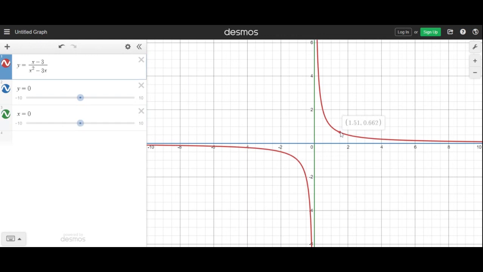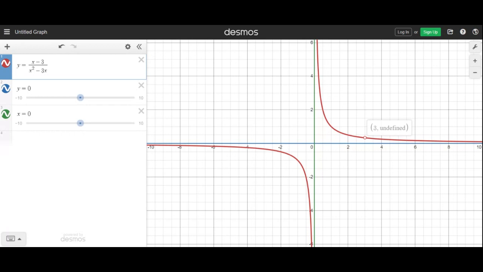And so if you trace along here now, see if I can get right on 3. Of course, it's jumping around 3. I can't see it. There it is. Okay, so you can see there at 3, it says undefined. Okay, and so what actually happens is we have a hole in our graph, an open circle in our graph at 3, because substituting 3 would make the function undefined.